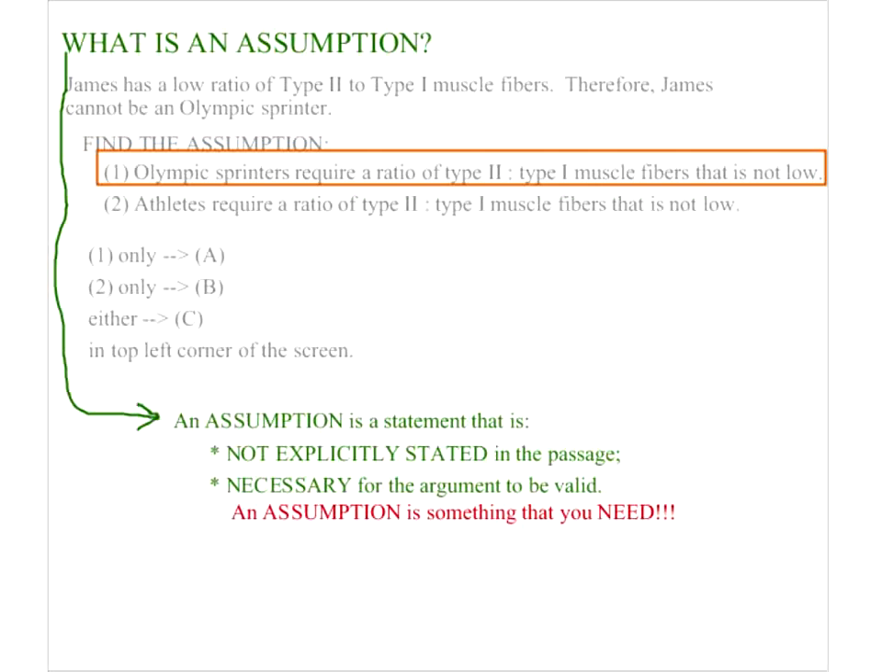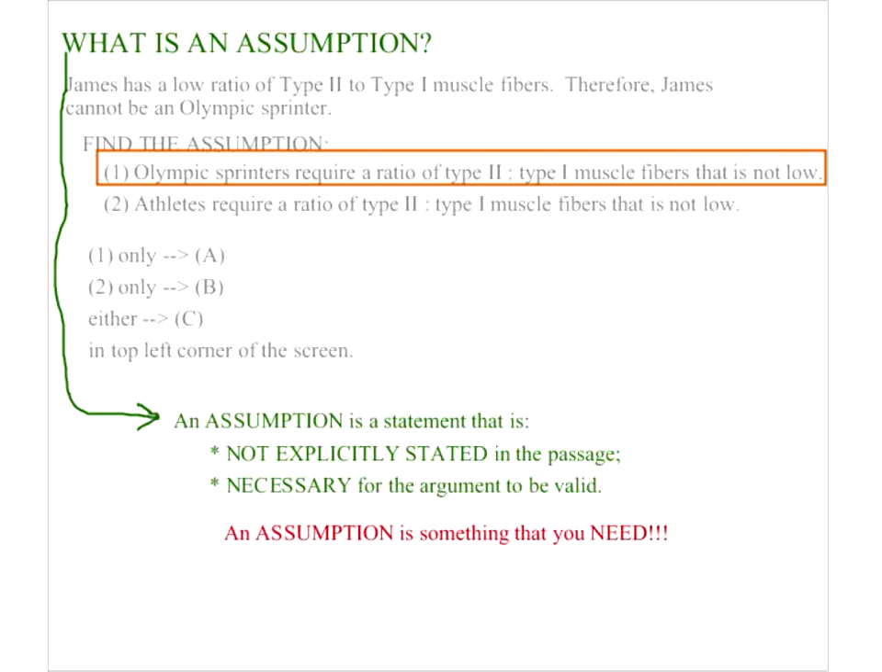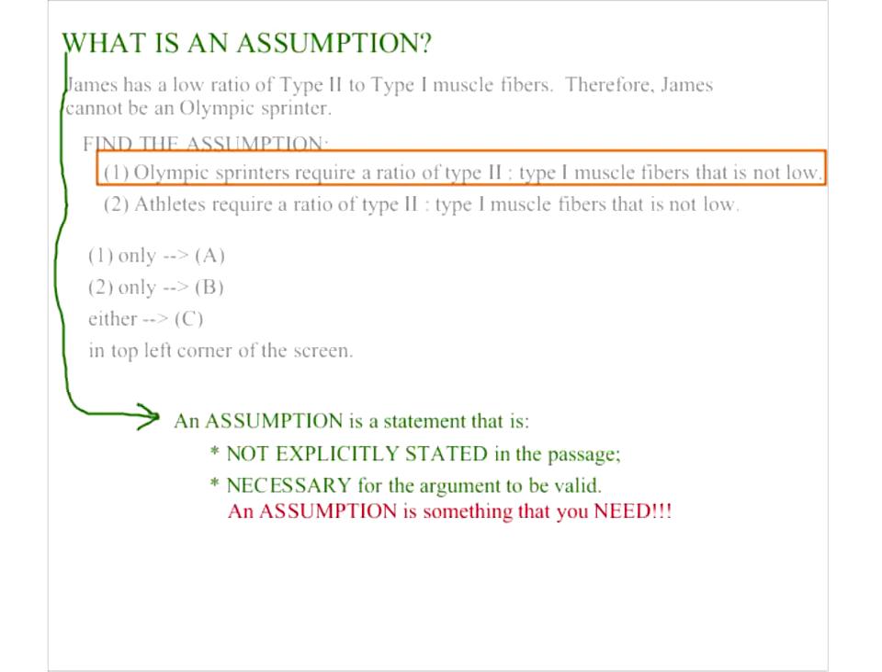You need to have it. It's necessary, i.e., people, please don't move things around on the board. Thank you. In other words, if you don't have this assumption, then the argument dies.